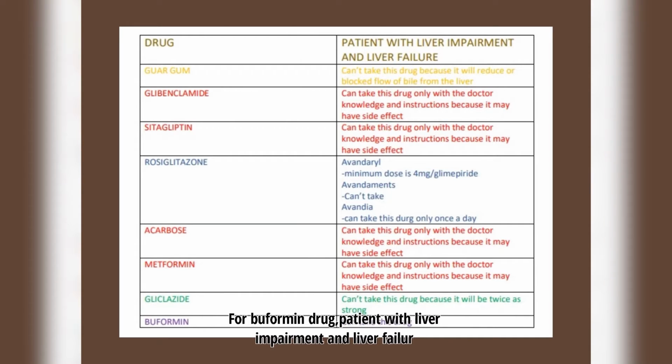For buformin, patients with liver impairment and liver failure can take this drug. For glibenclamide, sitagliptin, acarbose, and metformin, these patients can also take the drug, but only under the doctor's knowledge and instruction because it may have side effects.